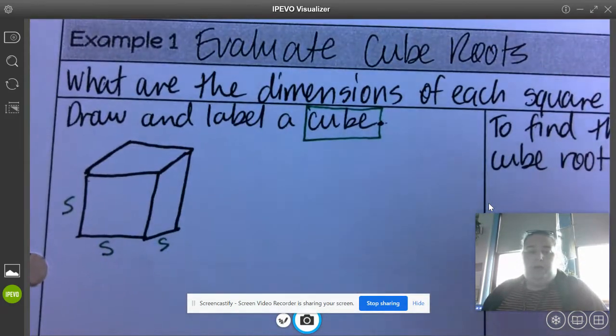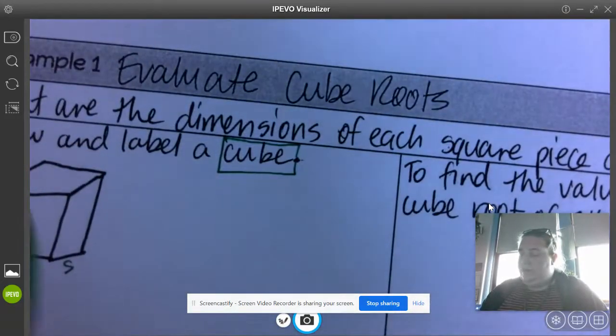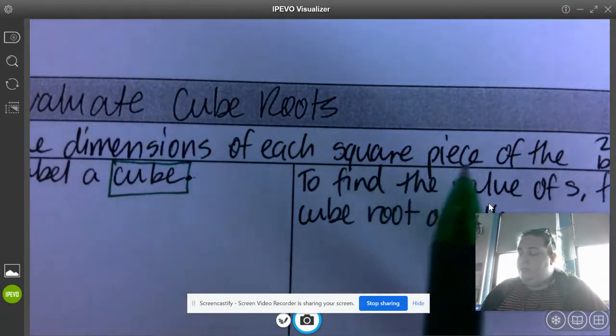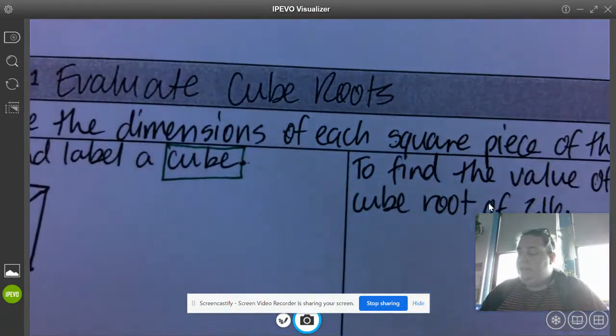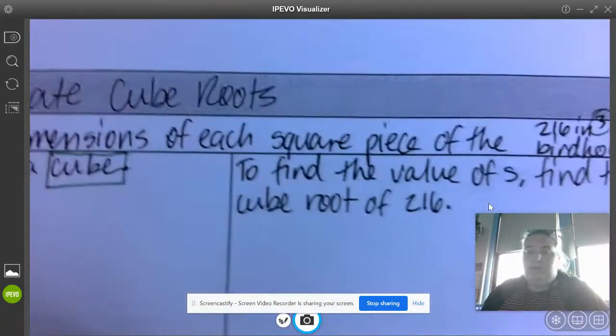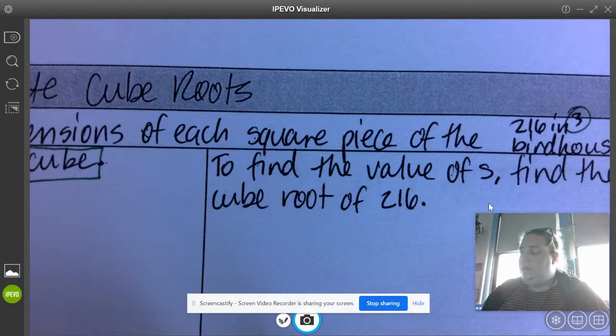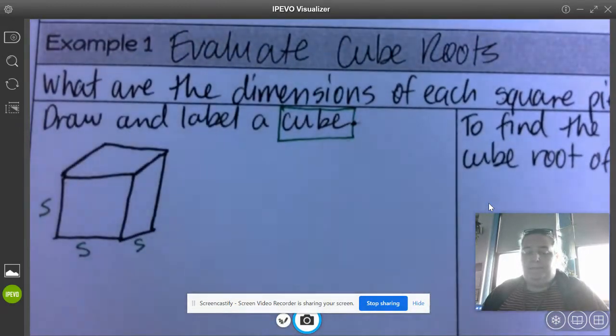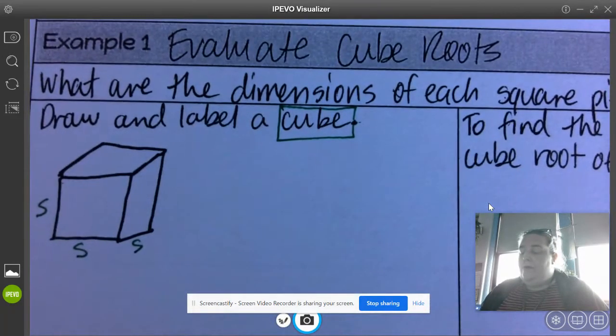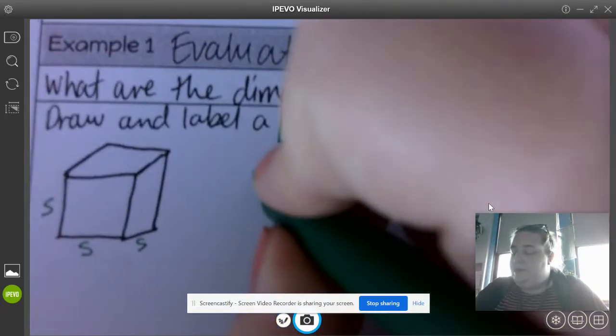So when we're trying to figure out the side length of a cube, which is what they want us to figure out, the dimensions of each square piece, the volume is 216 inches cubed. Notice they're using a 3 here because we're talking about a cube of a birdhouse, okay? So when we're talking about volume, we're talking about cubes, we're talking about three-dimensional space.